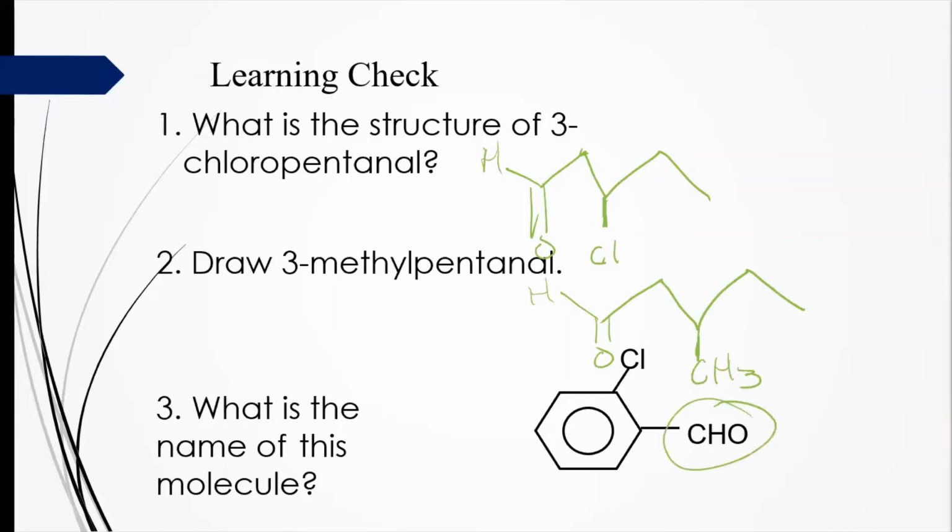Now this is an aldehyde, and this is a benzene ring. So this is benzaldehyde. That makes this carbon here number 1, and so that means this should be 2-chlorobenzaldehyde. Since if we count to our left, that's going to give it the lowest number.